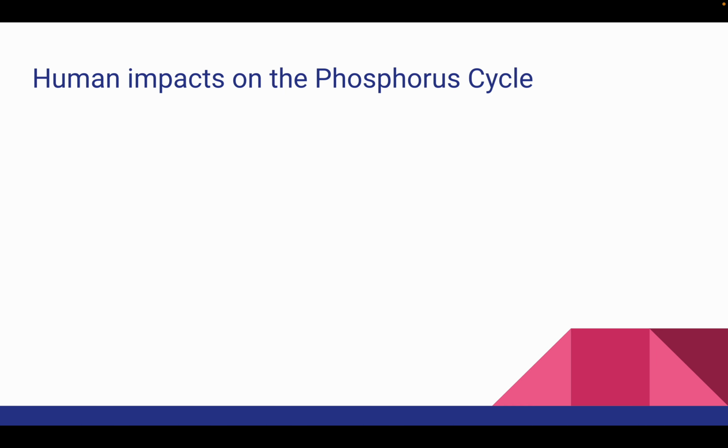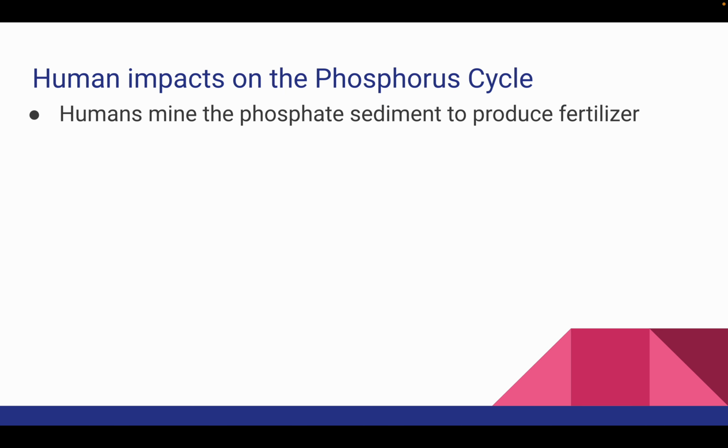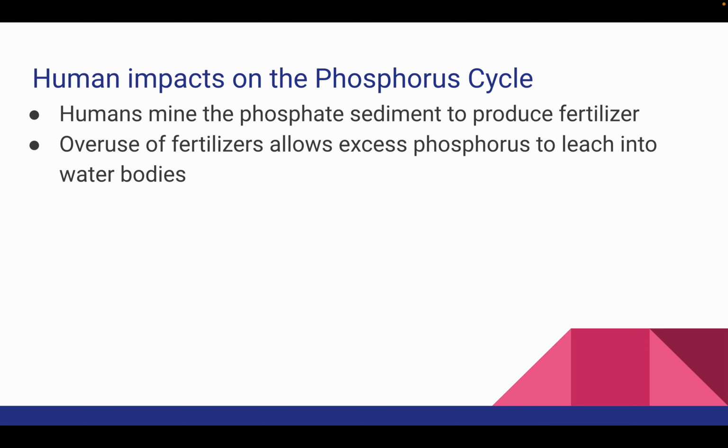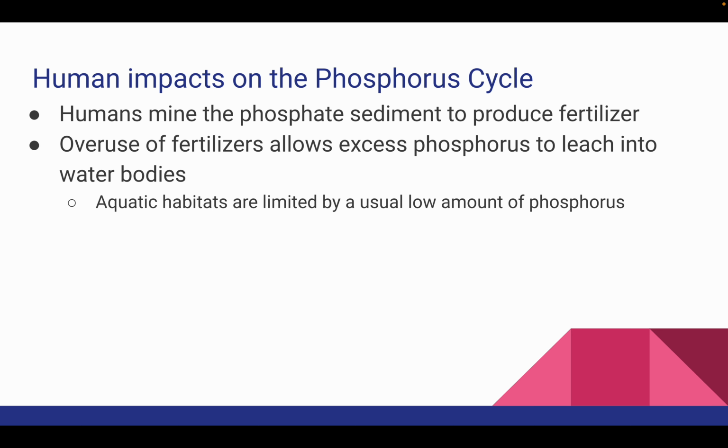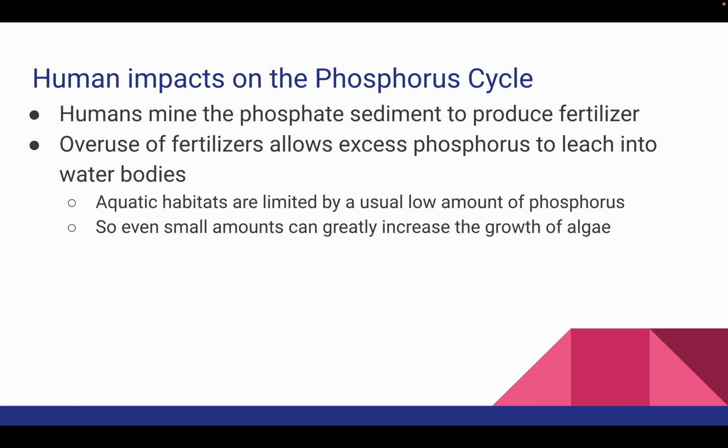Now, humans have an immense impact on the phosphorus cycle. Humans mine the phosphate sediment to produce fertilizer, but our overuse of fertilizers allows the excess phosphorus to leach back into water bodies. Now, aquatic habitats are limited by the usual amount of phosphorus, so they are adapted to a certain amount, and the species live relatively in harmony with that amount. However, when we introduce larger amounts of phosphorus, this is going to have a big impact, especially on the growth of algae.